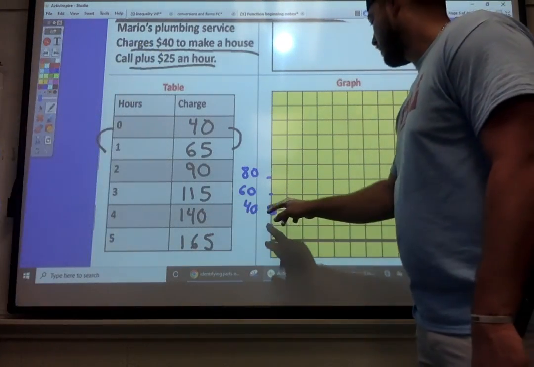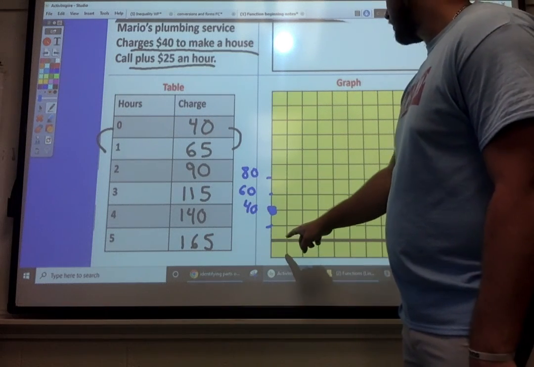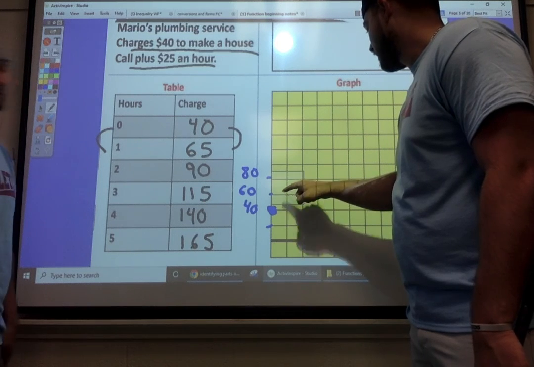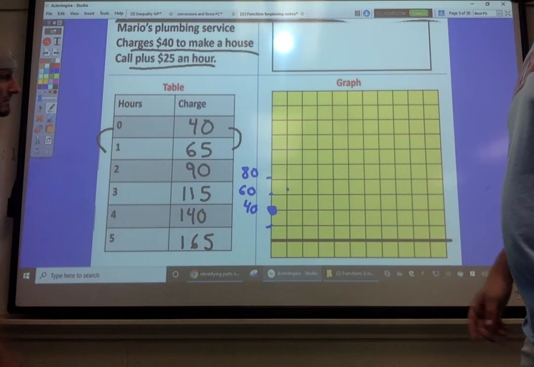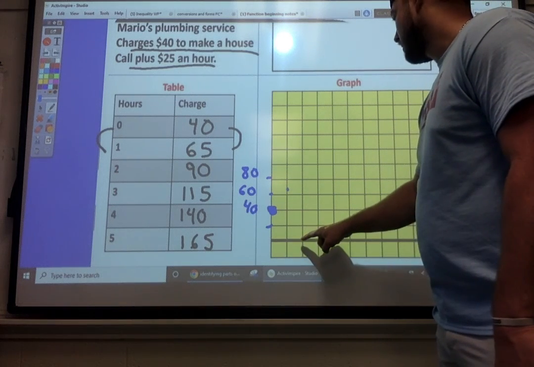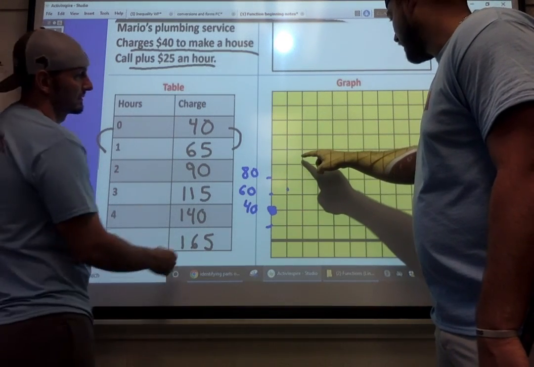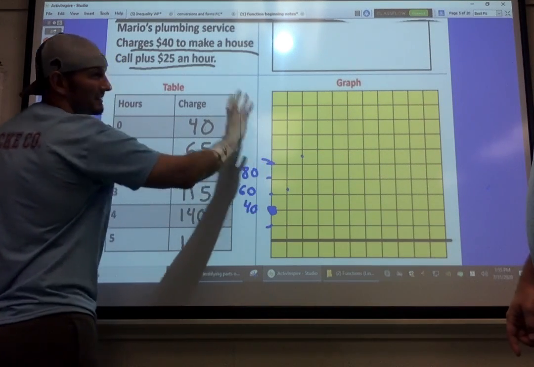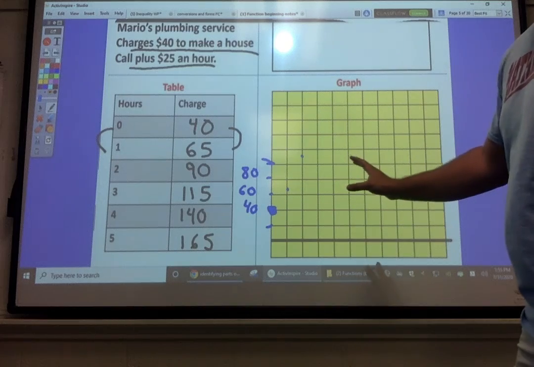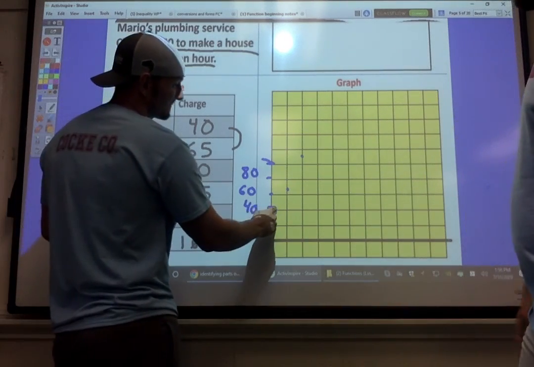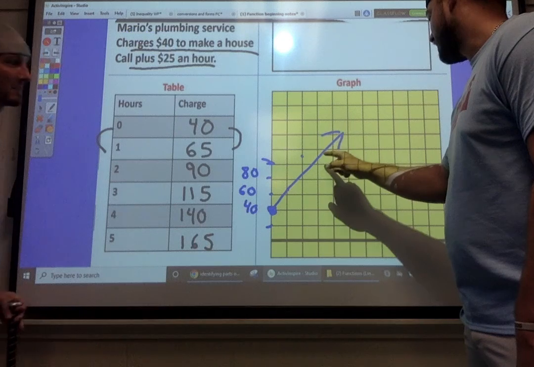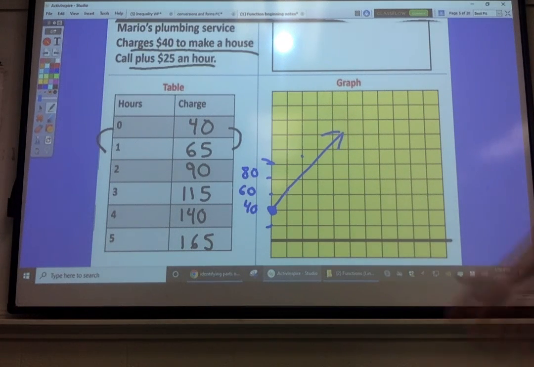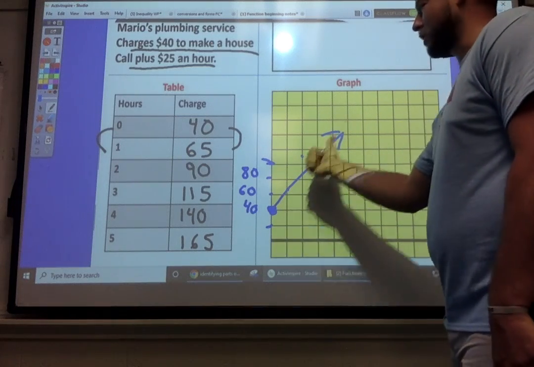Okay, so 20, 40, 60, 80. After 1 hour, we're at 65, so just right above there, somewhere in there. You can be approximate. After 2 hours, he's going to make $90, so right here in the middle. After 3 hours, it's a lot harder than it looks to get it onto this graph, but it's going to be somewhere right in here. We're being nice and approximated.